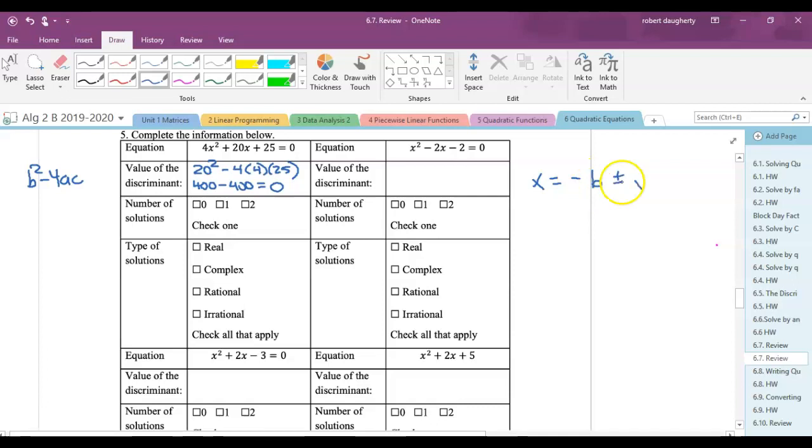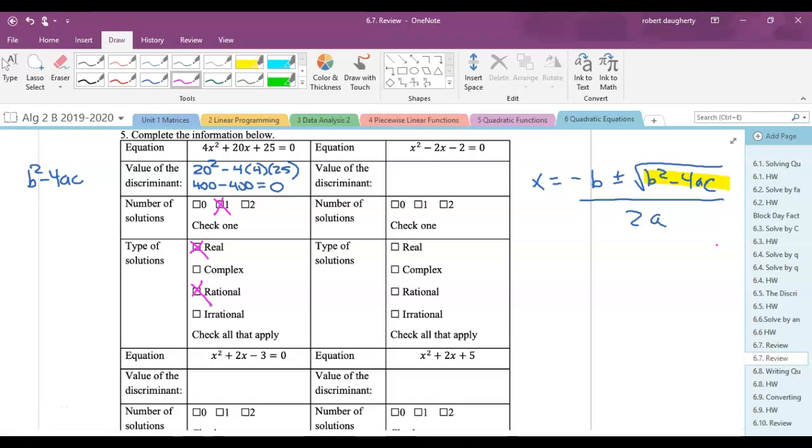If the discriminant is 0, okay, keep in mind what your quadratic formula is. Negative b plus or minus the square root of b squared minus 4ac all over 2a. So the discriminant is this piece right here, okay? If that is 0, then I'm not going to have a plus or minus in my answer. I'm only going to get one solution. It's going to be real, and it's going to be rational, okay? It's just going to be negative b over 2a, okay?